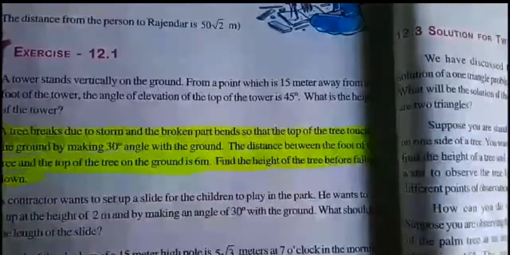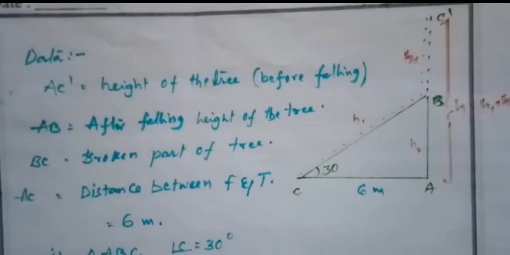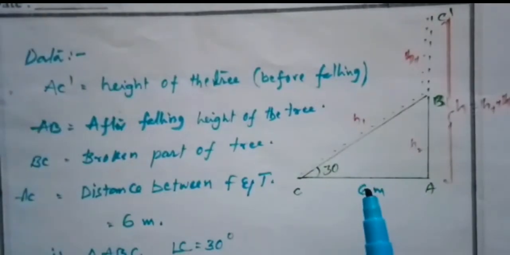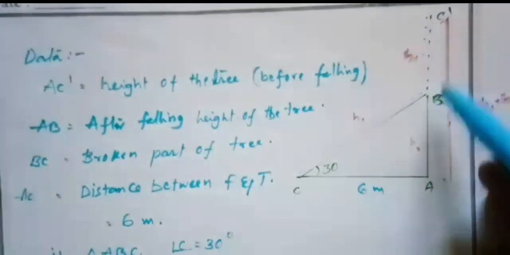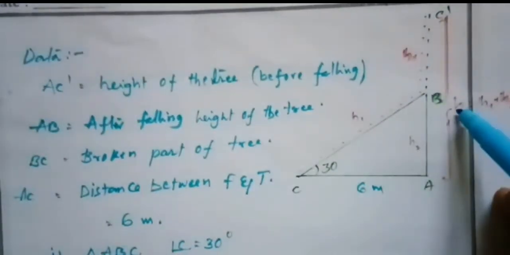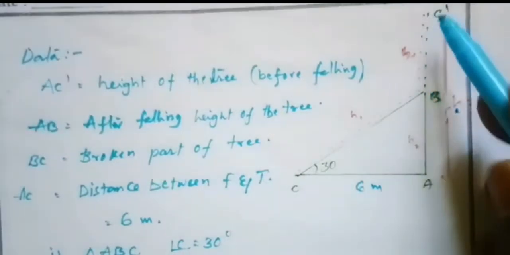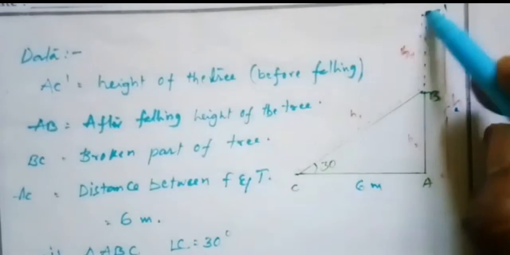Okay, students, now we can see the solution of this question. We can write the data first. First we draw a figure with the help of the data given in the question. See here, AC dash is the total height of the tree, that is h meters. Now B to C dash is the broken part.